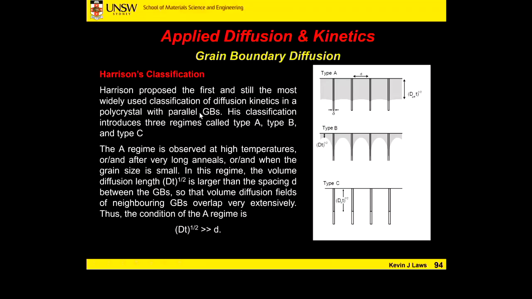Harrison proposed the first and still the most widely used classification of diffusion kinetics in a polycrystal with parallel grain boundaries. So again, oversimplification. Grain boundaries typically aren't parallel. Can we think of a case where grain boundaries might be parallel? When do we get parallel grain boundaries in a material? We've seen a few examples already in class.